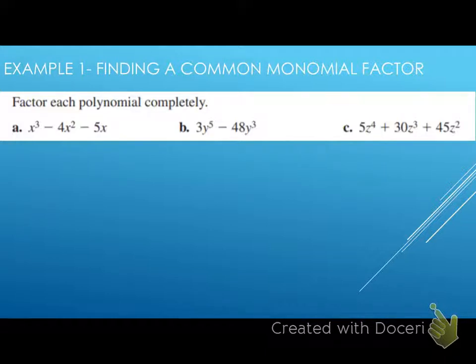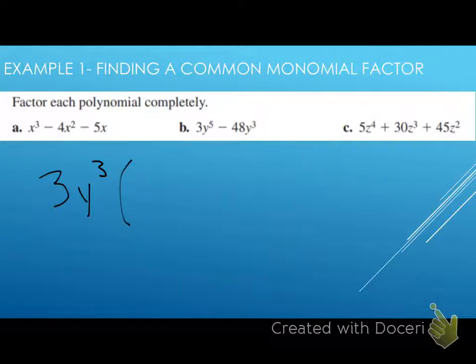What do I need to do first? Greatest common factor. Do I have a number besides 1 that goes into 3 and 48? 3. 3 goes into both 3 and 48. How many y's do they have in common? 3. So I get y to the third. So 3y to the third is my GCF.